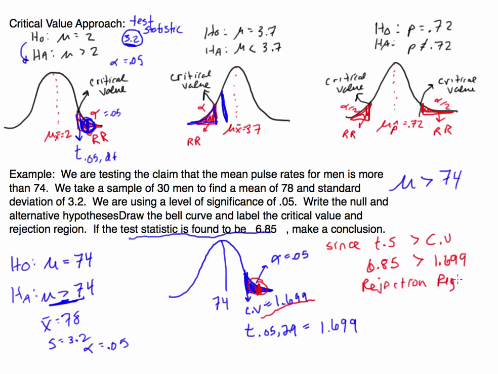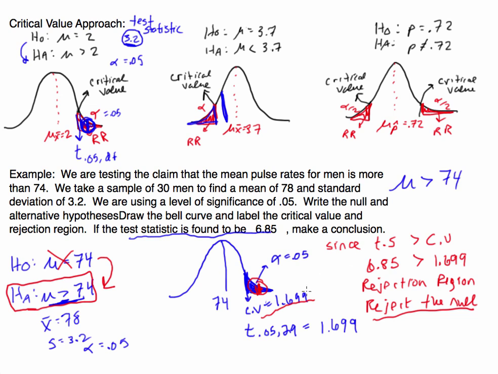What are we going to do then? We are going to reject the null. Reject the null hypothesis, which means there is evidence to support the claim that the mean pulse rate of men is larger than 74. And that's essentially what we're doing.